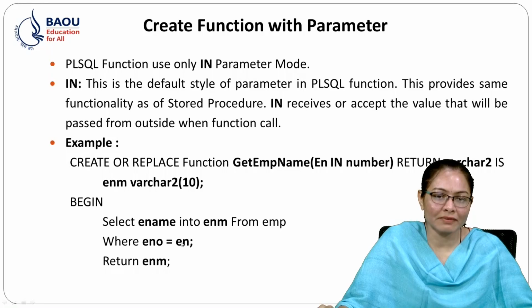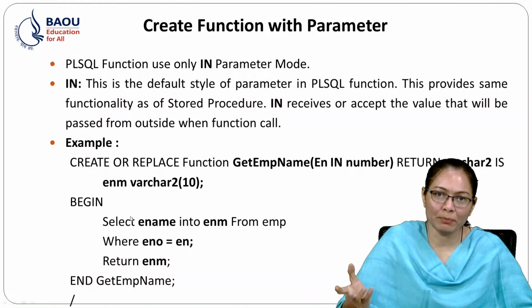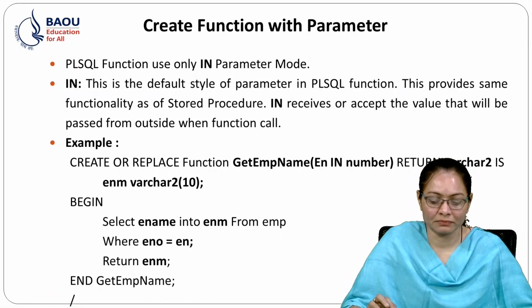So we pass the variable employee number, and it will fetch the employee name from the employee table and return the answer as the employee name. And then the function name, then a semicolon, and then the slash sign is used for execution. So this function is used to accept the employee number and return the employee name.